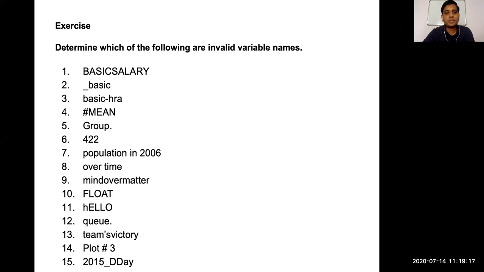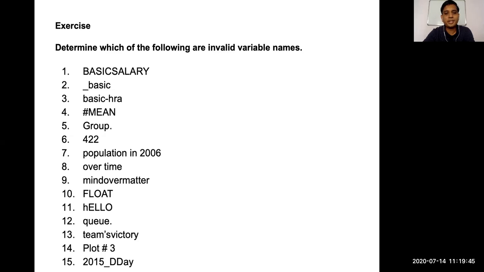Next one, population is 2006. Invalid, because there is a space after population. Over time: invalid. Next, mind over matter: valid. Yes, valid. Next one, float. Valid or invalid? Some say valid, some say invalid. Okay, who is saying invalid?